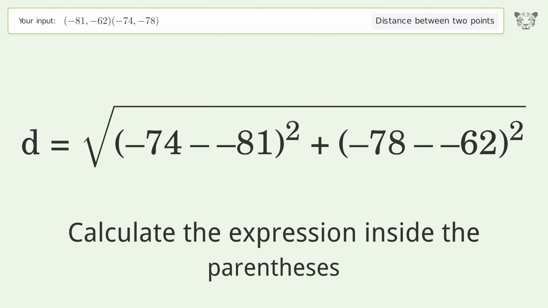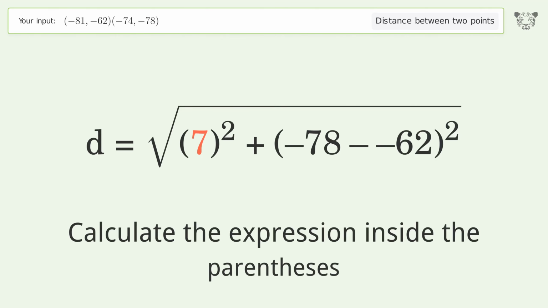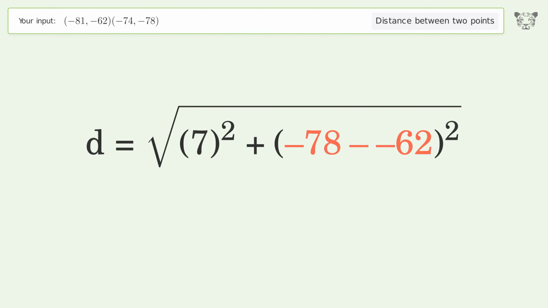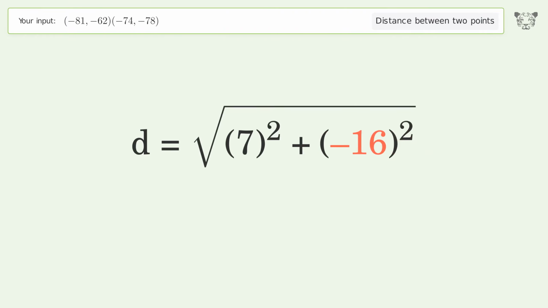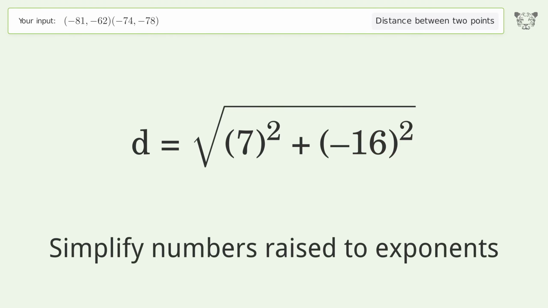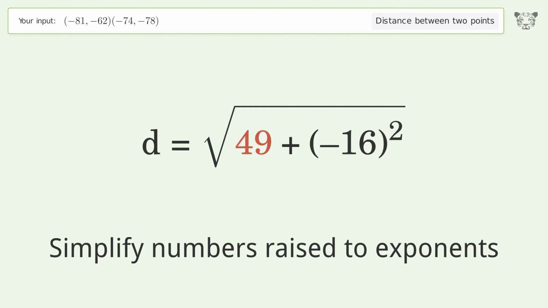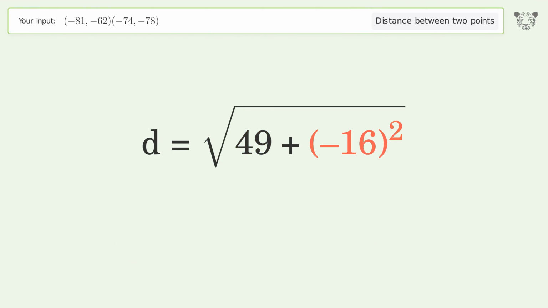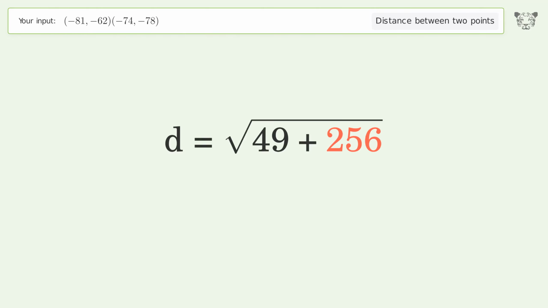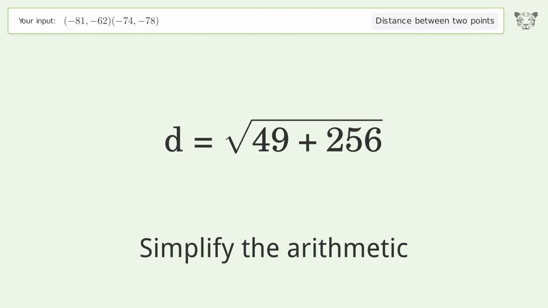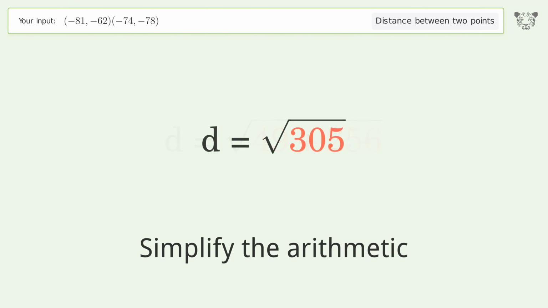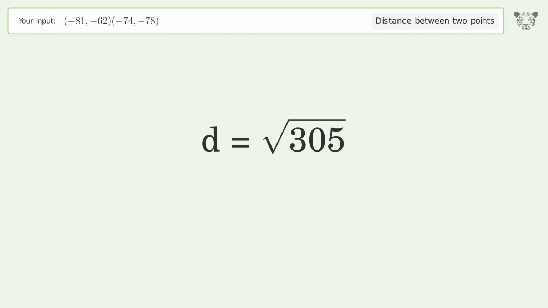Calculate the expression inside the parentheses. Simplify numbers raised to exponents. Simplify the arithmetic. And so the distance between the 2 points is the square root of 305, or 17.464.